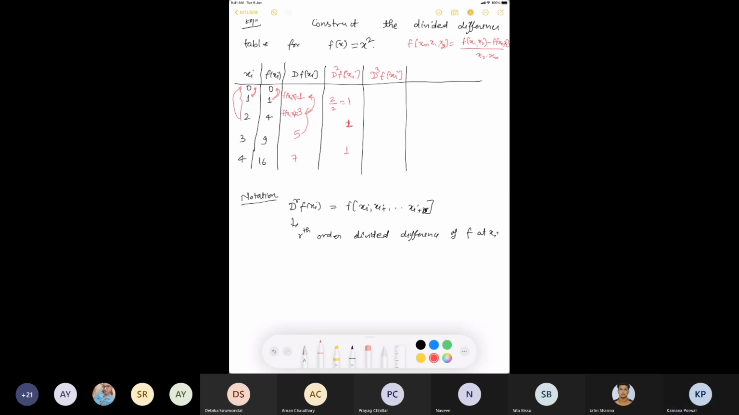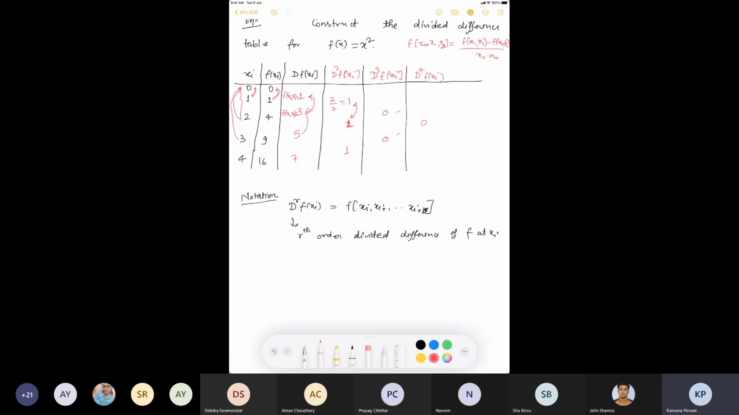So here, how will you find it? You have to take a difference of these two. And here you will take a difference of 3 minus 0. So this is going to be simply 0 because the numerator is 0, 1 minus 1 is 0. And likewise, this is going to be 0. And the next divided difference is also going to be 0, because both the numerators are 0 here. So this is how you construct the divided difference table.